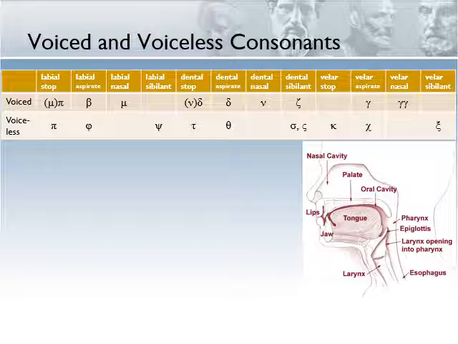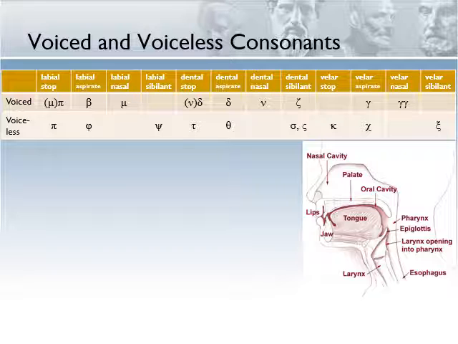And then, of course, the letter sigma is a hissing sound. It's a sibilant. It's a dental sibilant that is voiceless. S, s. Now, if your voice box vibrates, it becomes a zeta. Z, z. So zeta and sigma are both dental sibilants, one voiced, the other voiceless.